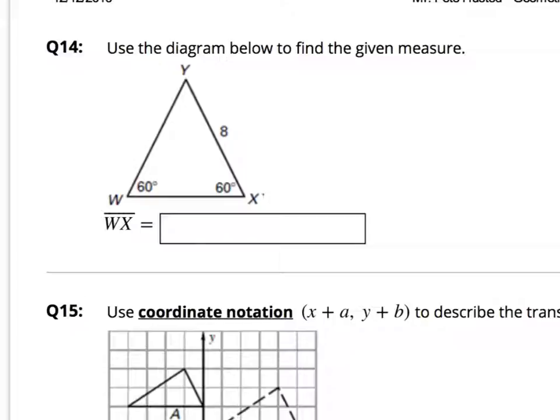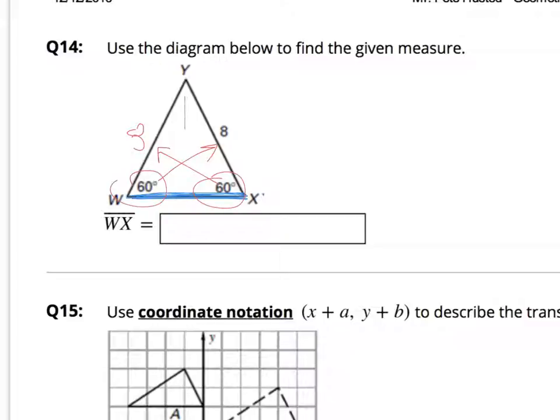Okay, number 14, we're going to use this picture. We need to figure out WX, that is this segment down here. How long is this segment? So here's what can help you. If you notice, you've got these angles that are equal to each other, right? Opposite sides of those angles are always equal. So if this guy over here is 8, this one here is 8.